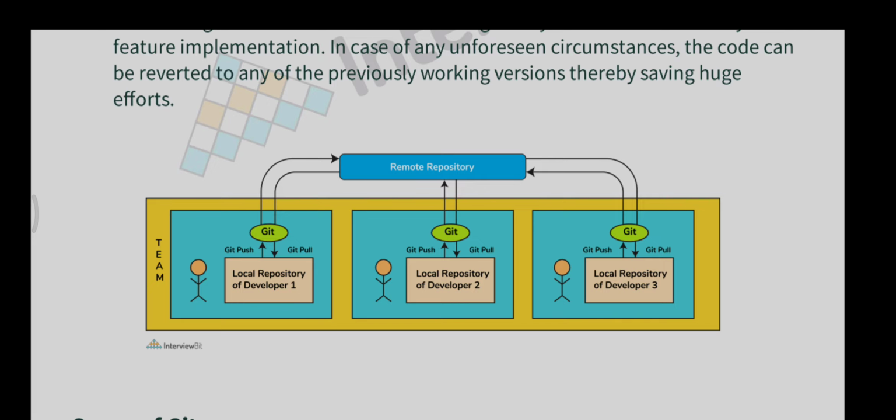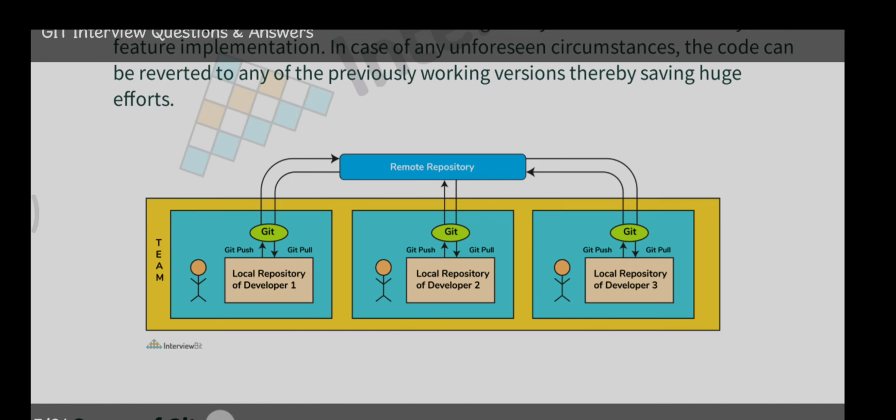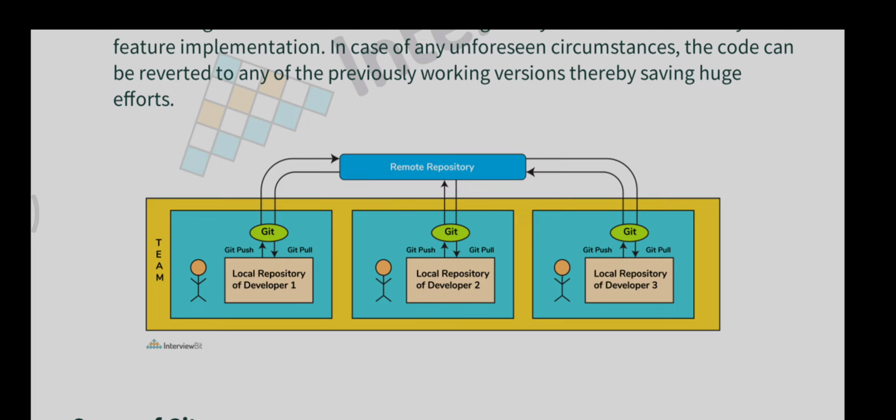Yellow color is a team, and these are the developers. This is the local repository. Local repository developer 2 and local repository developer 3.